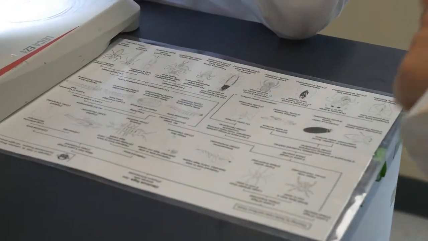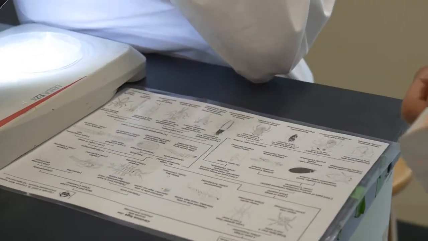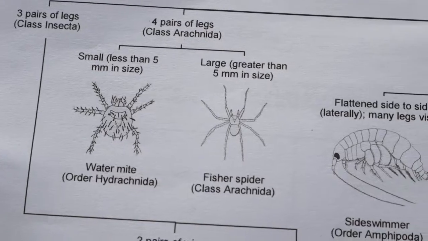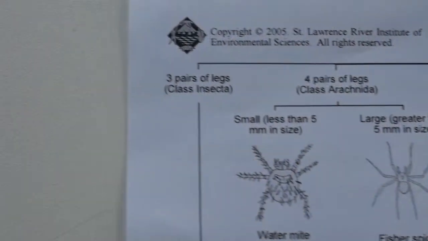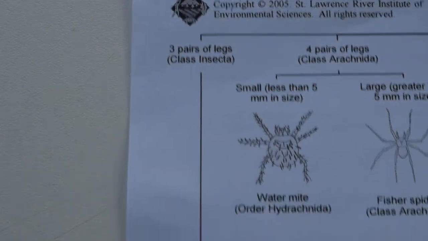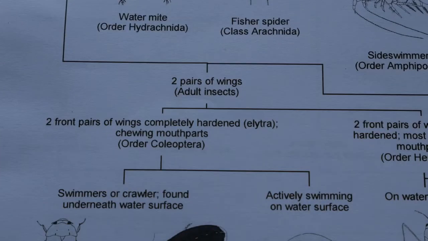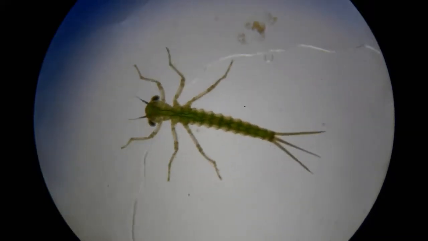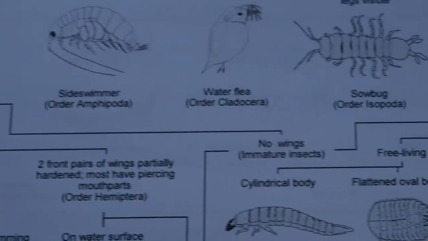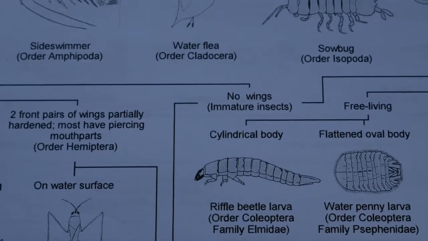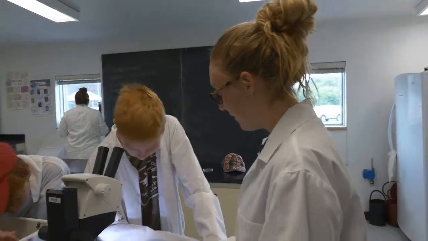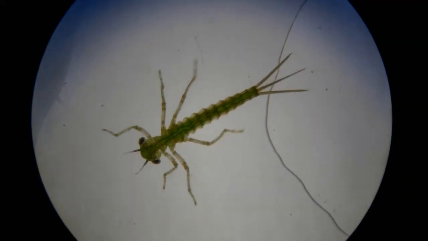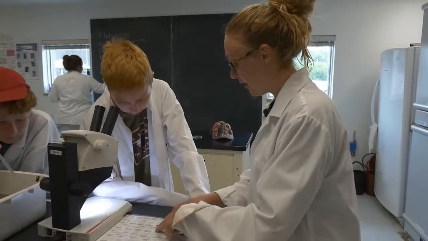So we're here. Does it have four pair of legs? More than four pair of legs, or three pair of legs? Three legs on each. Perfect. So we're going to go here. From here, we're going to follow it down. Does it have wings or no wings? No wings. Perfect. Does it have anything on its tail? Does it have tail appendages? It does. Perfect. So we're going to keep going down.